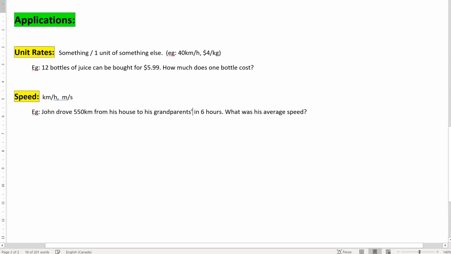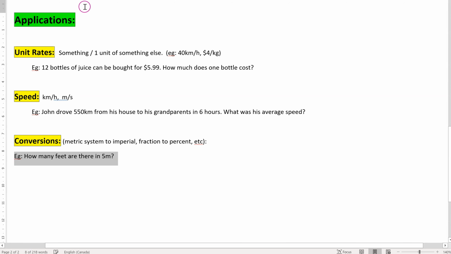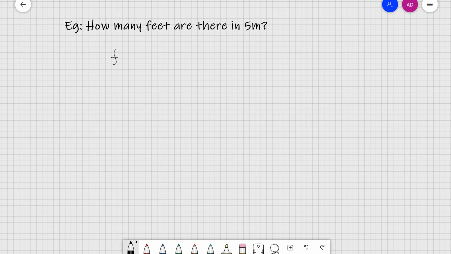Another application would be conversions from metric system to imperial or fractions to percent. That's what we're going to learn in our next lesson, fractions to percent. An example would be, how many feet are there in 5 meters? Let's solve it. It's about feet, right? And meters. We know that 1 meter has approximately 3.3 feet.